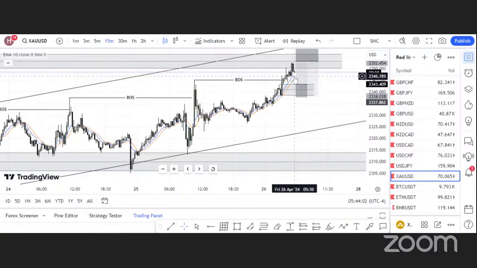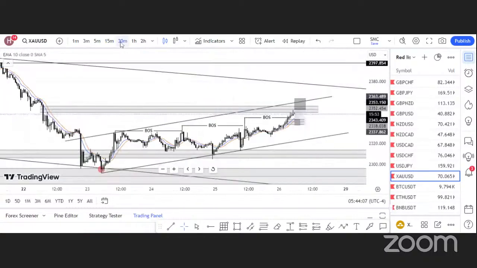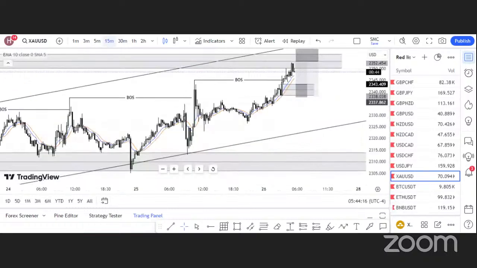So this is not a good entry. I'm telling you, this is not a good entry. It's not a good sell. In case you are considering a sell from here, it's not a good sell opportunity.